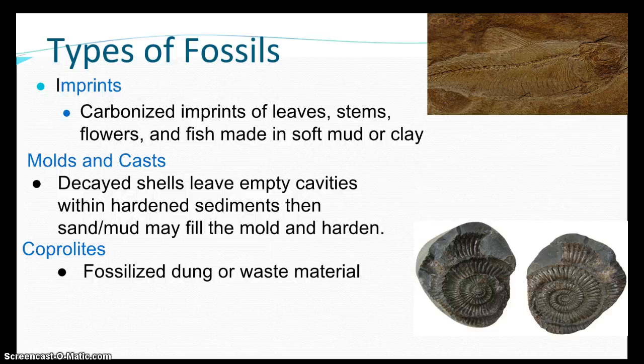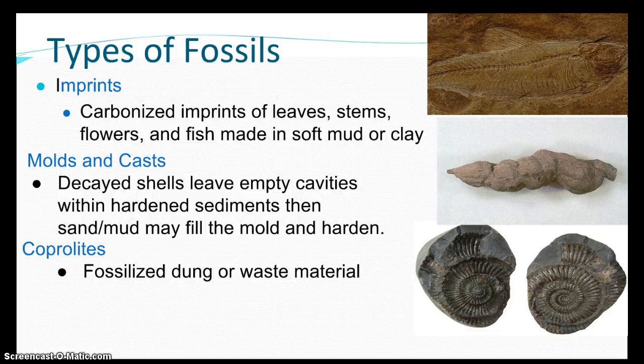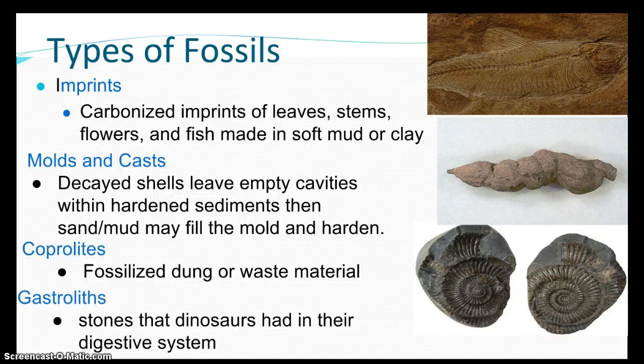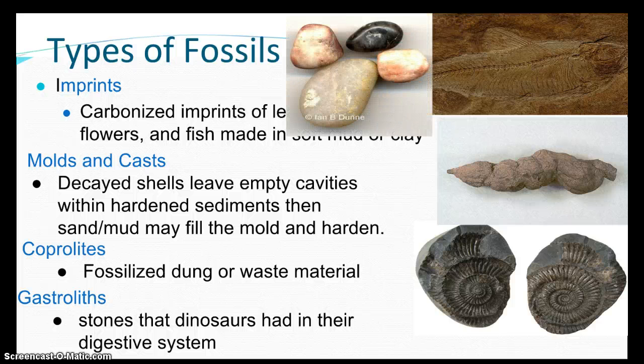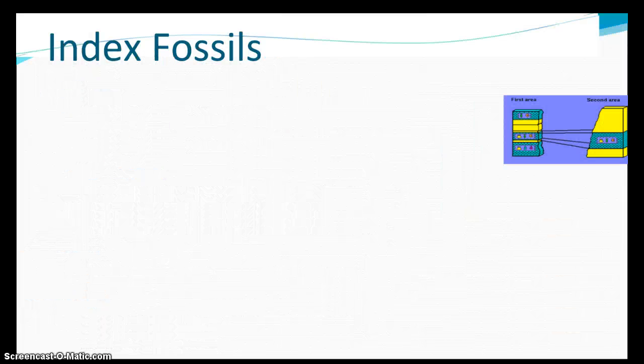Coprolites, kind of gross, but it's fossilized dung and waste material. Occasionally, the conditions are right for that. And finally, there's gastroliths, which are basically stones that we're pretty sure dinosaurs had in their digestive system, and they're really smooth, and they're usually found next to fossilized dinosaur remains.